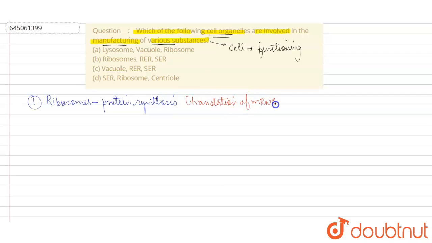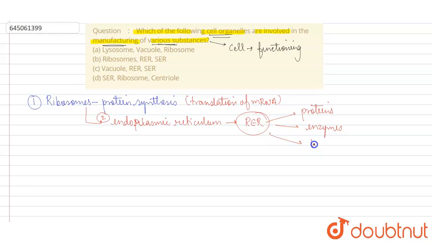Okay, so these ribosomes, if they are associated with another organelle which is known as endoplasmic reticulum, then it basically forms RER, that is the rough endoplasmic reticulum. And as it is associated with ribosome, it is majorly involved in the synthesis of proteins. It is associated with the synthesis of enzymes, and it is associated with the synthesis of hormones. Okay, the second organelle is endoplasmic reticulum, that is RER.